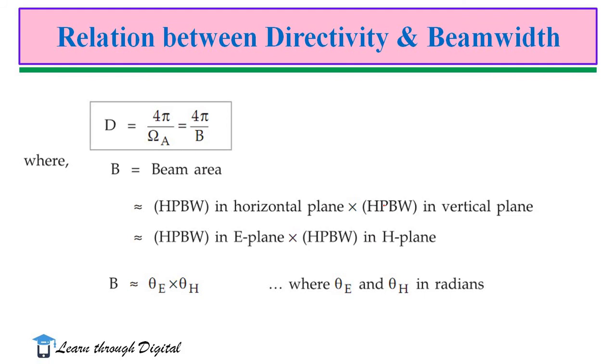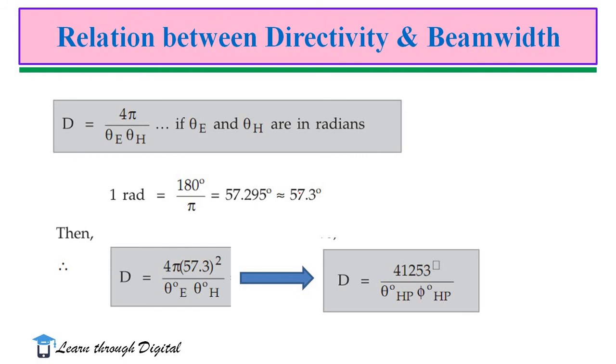Now I am going to explain the relation between directivity and beamwidth. Already I said directivity is inversely proportional to beamwidth. So now we are going to derive the relation. D is equal to 4 pi by omega A. Omega A is the beam area or beam solid angle. Beam area is nothing but the product of half-power beamwidth in horizontal plane and half-power beamwidth in vertical plane. That means half-power beamwidth in E plane and half-power beamwidth in H plane. It is the product of theta E and theta H, where theta E and theta H are in radians. D is equal to 4 pi by theta E theta H, if theta E and theta H are in radians.